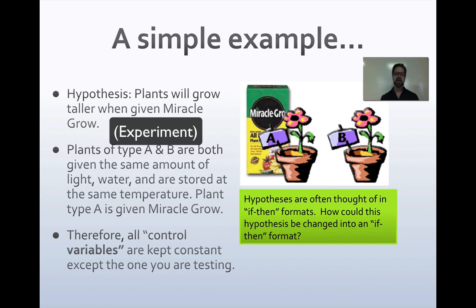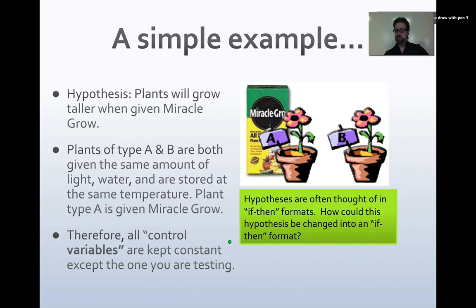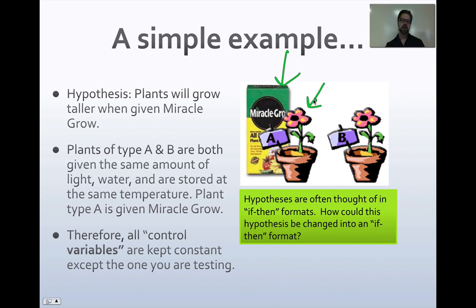And we're going to say plants of type A and B are both given the same amount of light, water, and stored at the same temperature. The only difference, though, is that plant A is given the Miracle-Gro. So all the plants of this type are given that. These are not, they're just going to be existing at the same environmental conditions as this group here. So all control variables are kept constant except the ones you are testing.